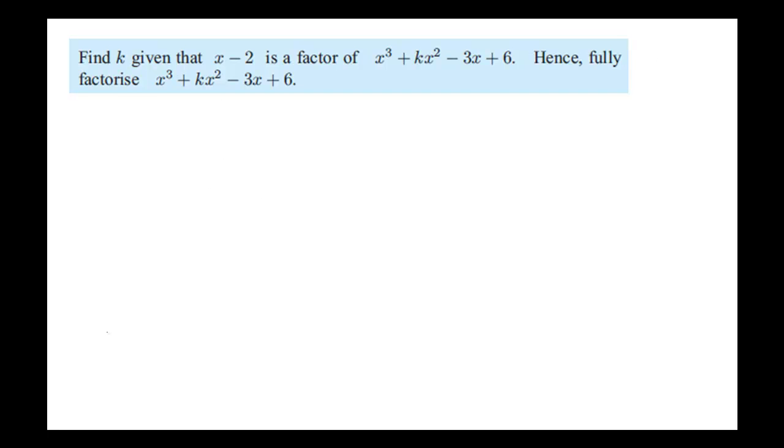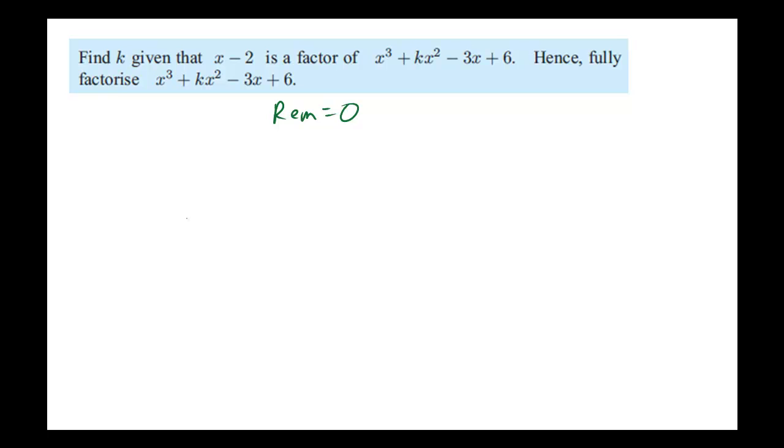Now, what information has been given to me? Well, it says that x minus 2 is a factor of this. What that means is that this is perfectly divisible by x minus 2. So if I take this and divide it by x minus 2, the remainder should equal 0. Now, with what I know about the remainder theorem, that also means that I could actually put 2 in, and the answer should be 0.